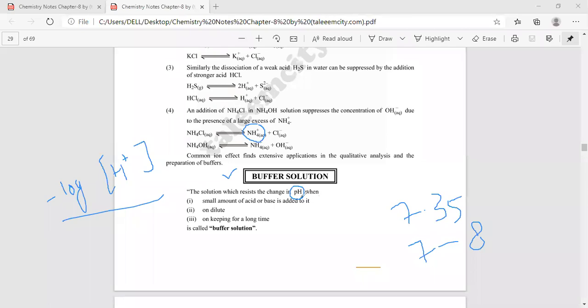What does it mean, change in a pH? pH will change by adding small amount of acid, by adding small amount of base, or by dilution. If the solution is diluted, then pH will be changed. Or by keeping the solution for a long time. By adding a small amount of acids, by adding bases, by diluting the solution, by keeping them for a long time, pH could be changed. So if we want to resist the change, we have to make a buffer solution. Buffer solution helps to maintain the pH.